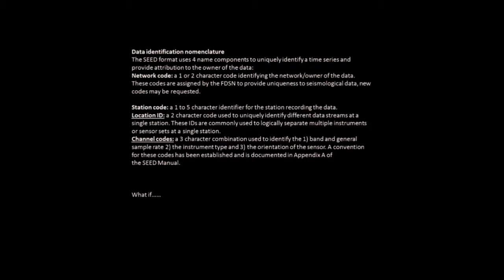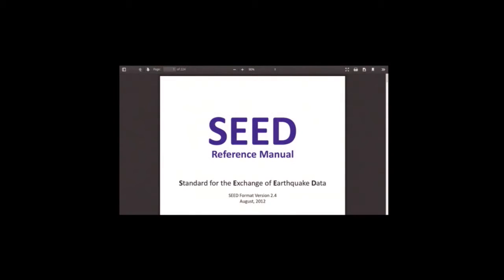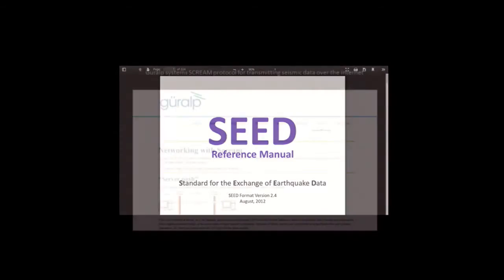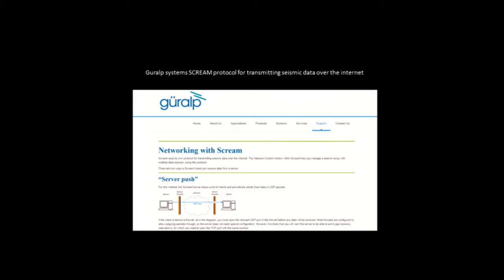The second one is the station code, 1 to 5 characters for the station recording the data, because it could be several stations. Location ID identifies the different data streams for a single station. And the last one, the channel code, which is the most important, contains the band, sample rate, type, and orientation of the sensor. If you want to know more about the SEED protocol, you can get into the reference manual that you can see on the web page. This is an example of how Guralp Systems deploys the networking, using a Scream server or something like that.